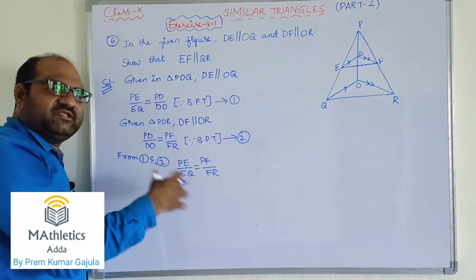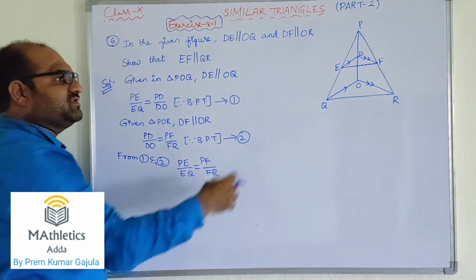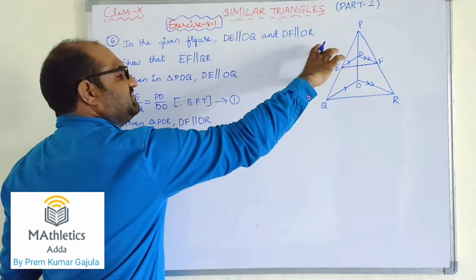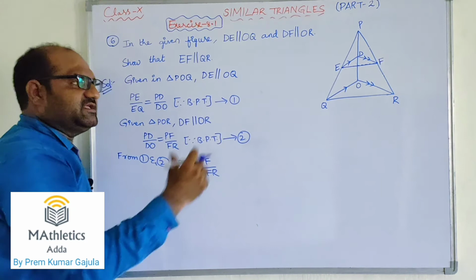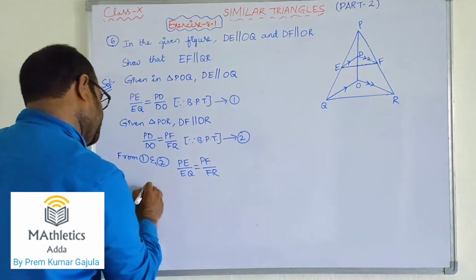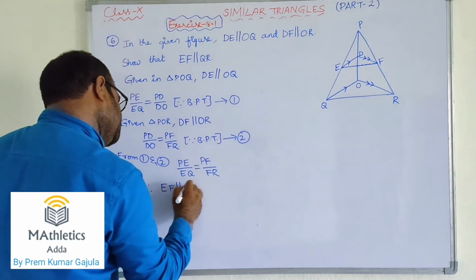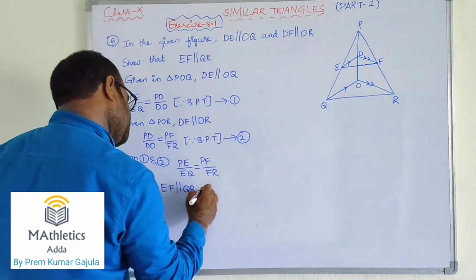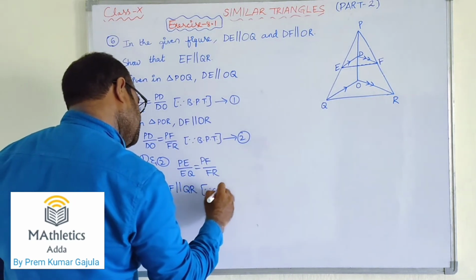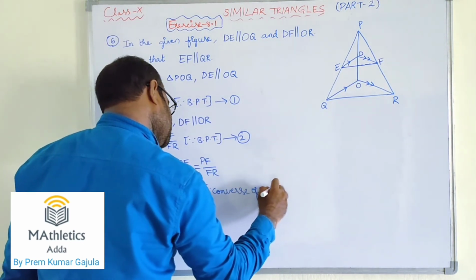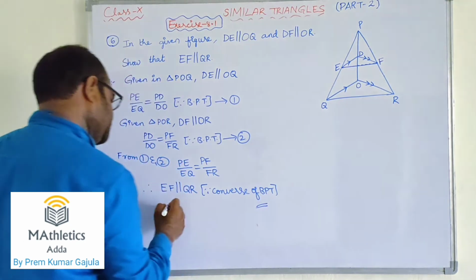So we can say that from the converse theorem of BPT, if a line drawn is dividing two sides in the same ratio, then that is parallel to the third side. So we can write this EF is parallel to QR from converse of BPT. Hence proved.